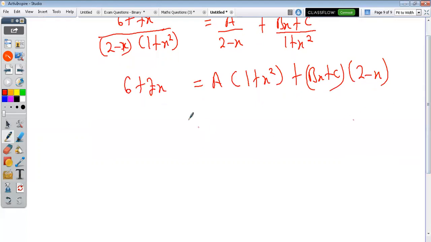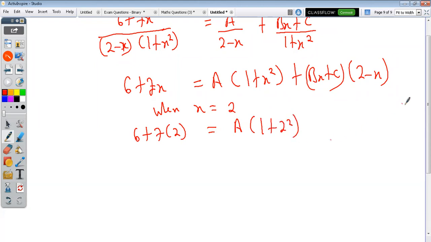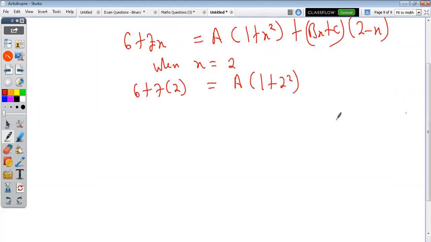The easiest is to simply let x be equal to 2, and this whole thing is equal to 0 here. When x is equal to 2, that's 6 plus 7 multiplied by 2 is equal to a brackets 1 plus 2 squared. This whole other thing is 0. So this gives you what? 14, 6, 20. Do you agree? This is 5a. Therefore, a is equal to what? 4.